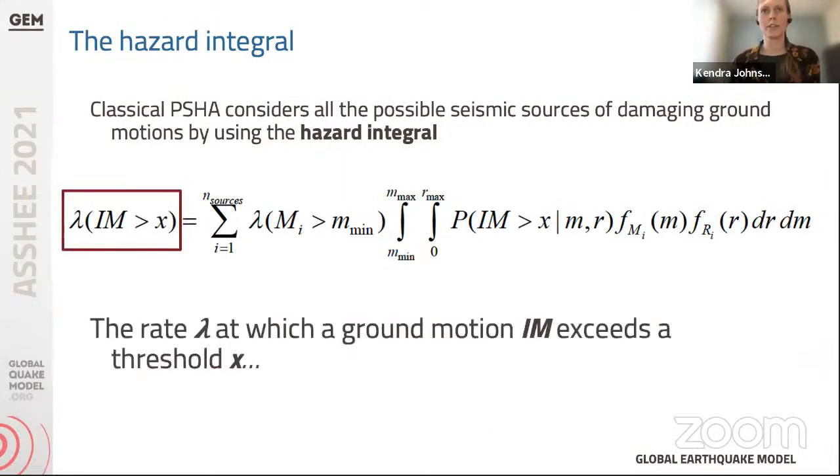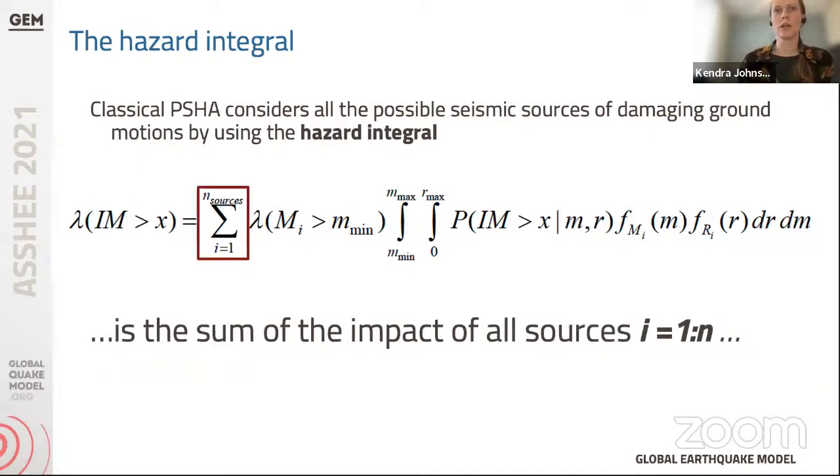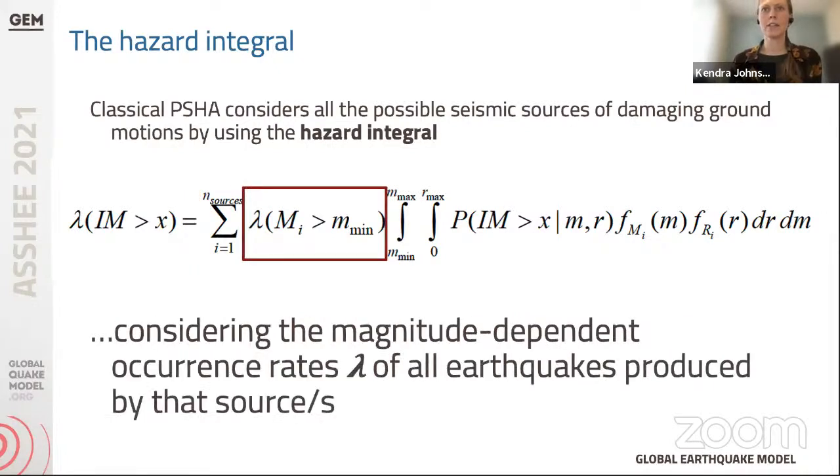So the output of the hazard integral, the value that we compute, is a rate for a single site at which a ground motion, here it's called IM, intensity measure, for some specific intensity measure type, exceeds a threshold of X. And so the way of computing this is to consider every single source, all sources i equals 1 through n, and how the occurrence rates of those sources are magnitude dependent, and all of the different earthquakes that they could produce. And so what does this mean?